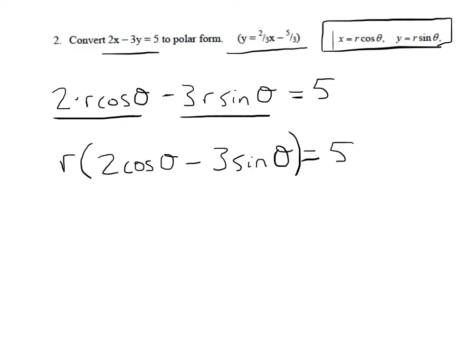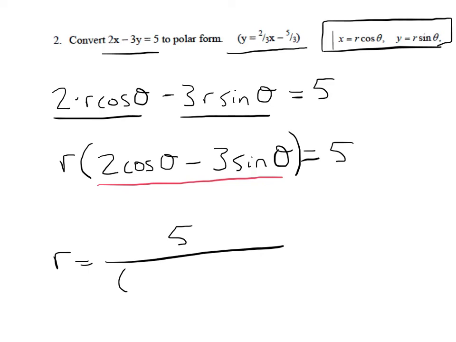And then I want to solve for r. How do I do that? I need to get rid of the entire chunk that I'm underlining in red here. I want to get it away from the left side, so if I divide everything by that entire chunk, I'm going to end up with r equals 5 divided by that entire chunk, 2 cosine of theta minus 3 sine theta.